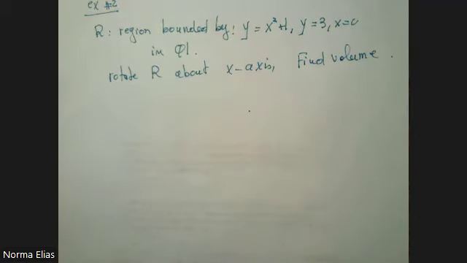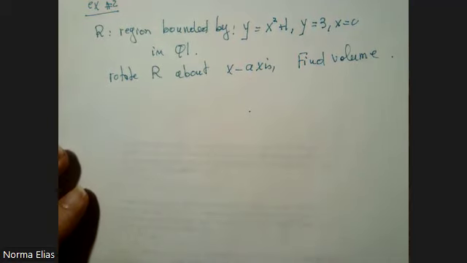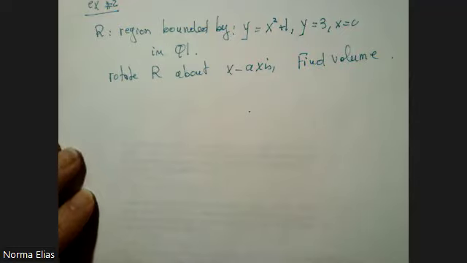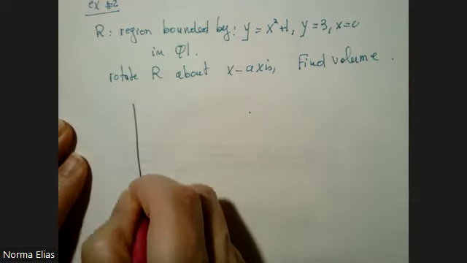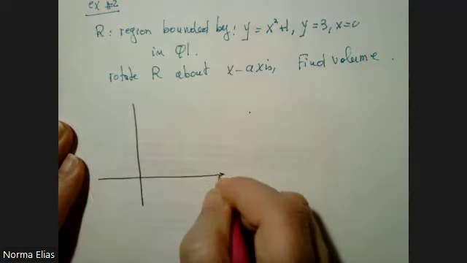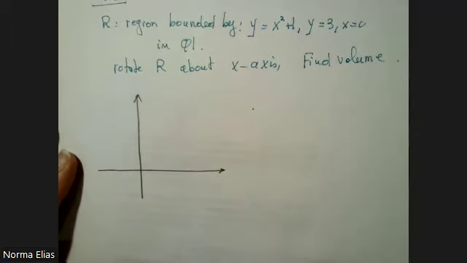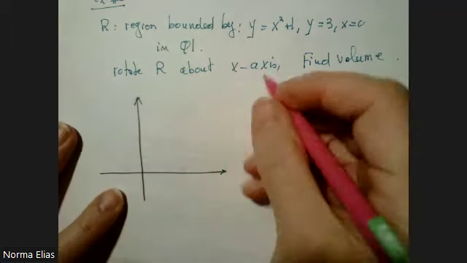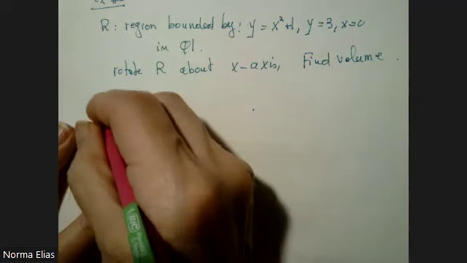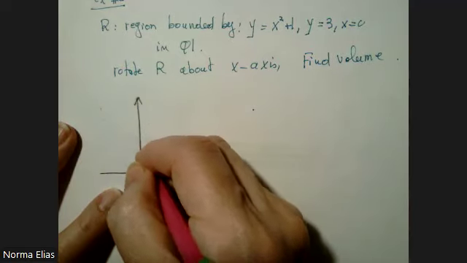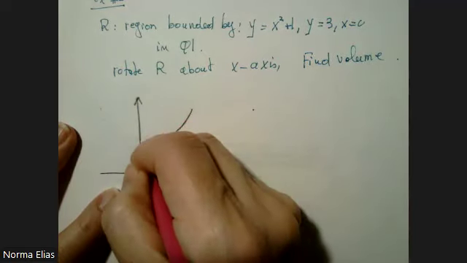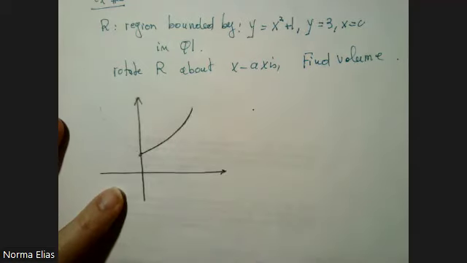Step number 1, always graph. As you realize, there is nothing I can do without graphing. So let us graph the function y equal x squared plus 1. Since I'm only interested in the first quadrant, y equal x squared plus 1 goes like this. So that's the y equal x squared plus 1.